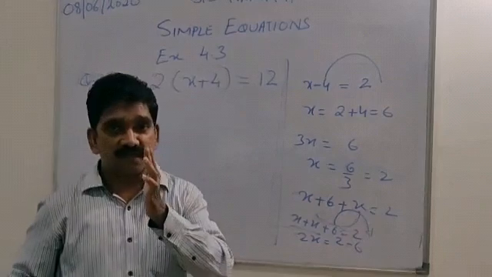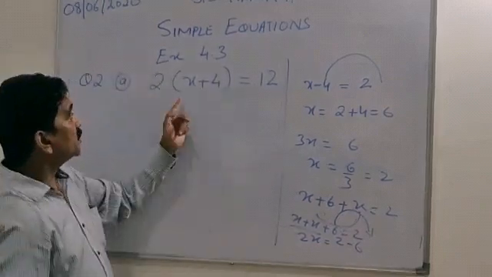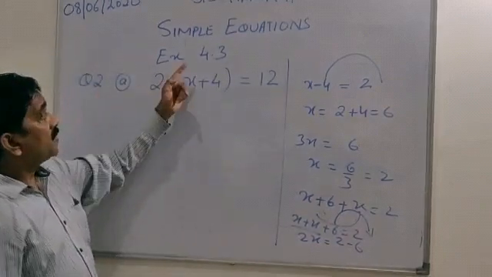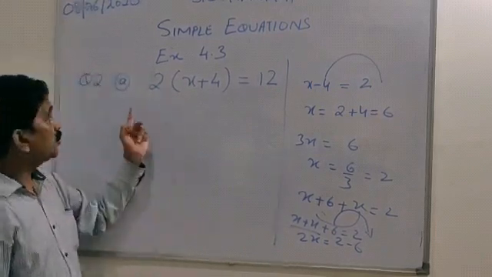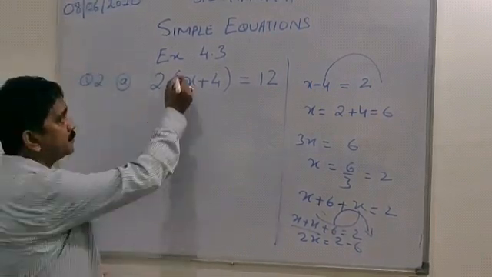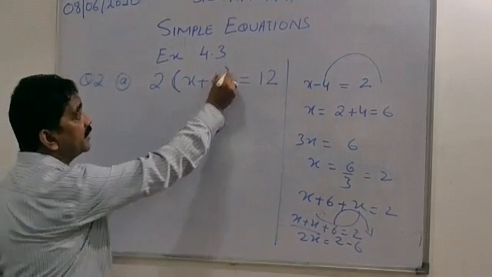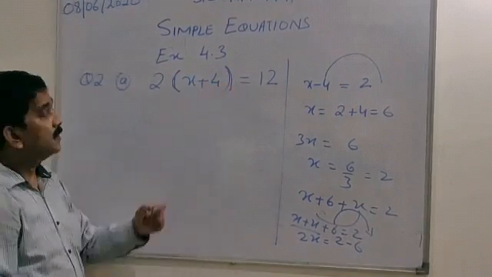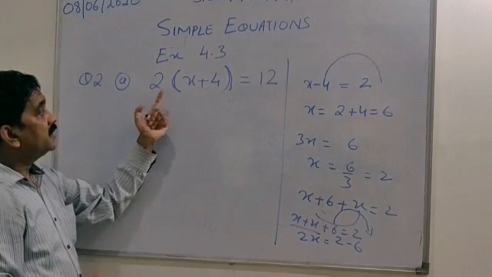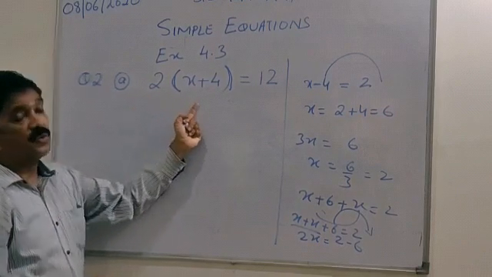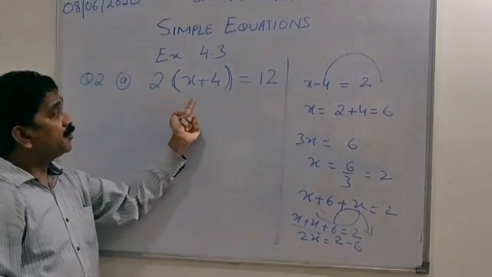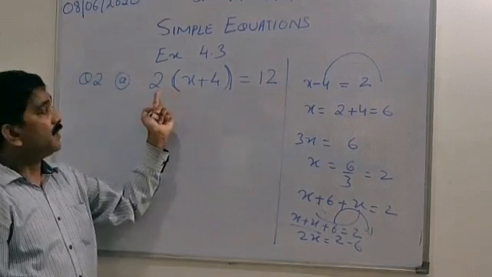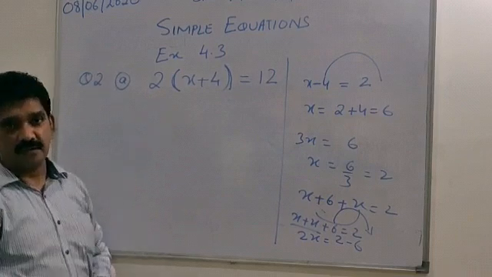Okay. Based on the same concept, we will do question number 2 of exercise 4.3. Question number 1 we already did, so today we will do question number 2. Now, what does it mean? This is a bracket. This question is 2 in the bracket x plus 4 is equal to 12. That means 2 is multiplied to both x and 4, or we can say that 2 is common.